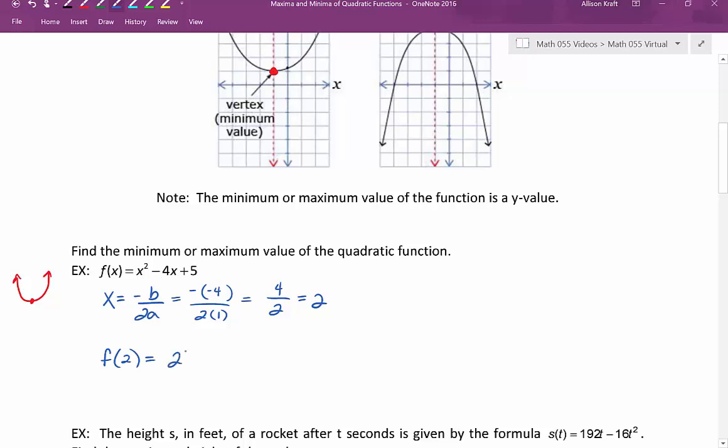F of 2 is 2 squared minus 4 times 2 plus 5. So that's 4 minus 8 plus 5, which is 1. We say that we have a minimum of 1 at x equals 2.